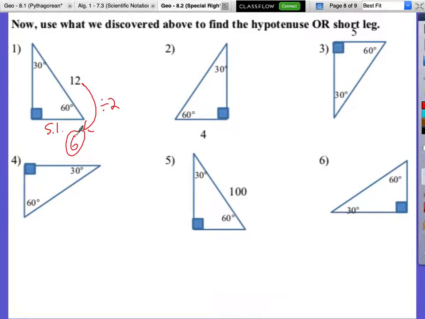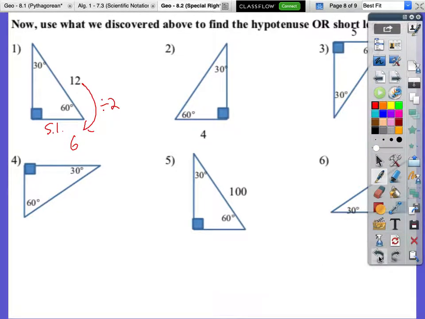So I want you to actually not circle that. You can find the short leg with 6. So I want you to go ahead and find the short leg or hypotenuse in 2, 3, and 5 right now. These are the ones where you have one number given.